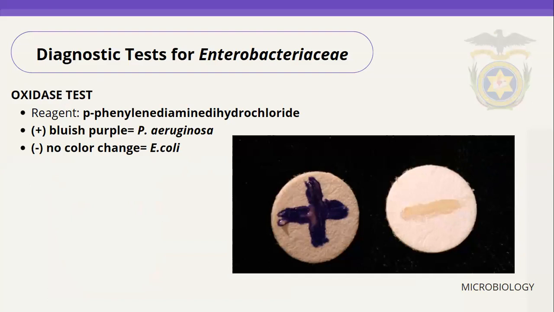Our first test is the oxidase test, and this test uses p-phenylenediamine dihydrochloride, and the positive result here is the formation of bluish purple color, and the negative reaction is no color change. So, Pseudomonas aeruginosa is positive for this test, whereas E. coli is negative for the oxidase test.